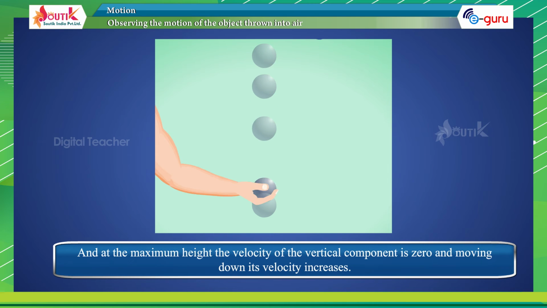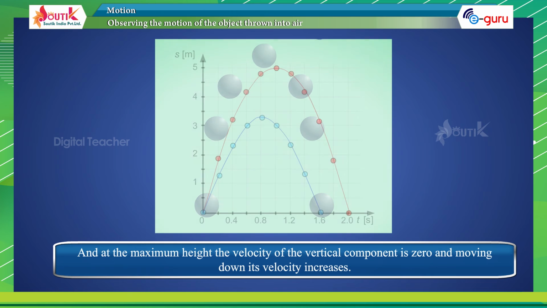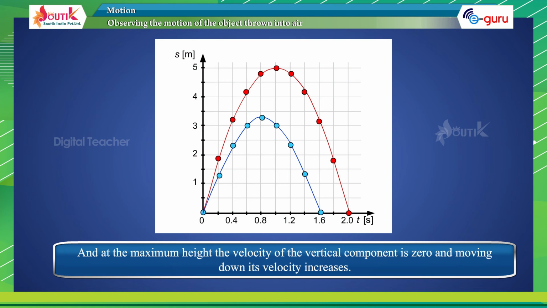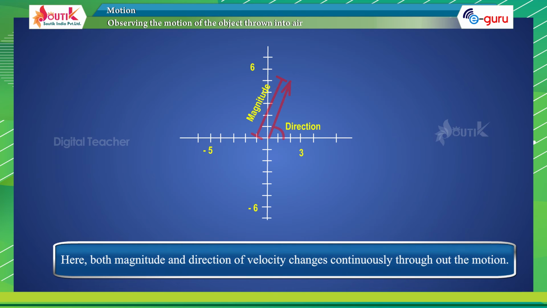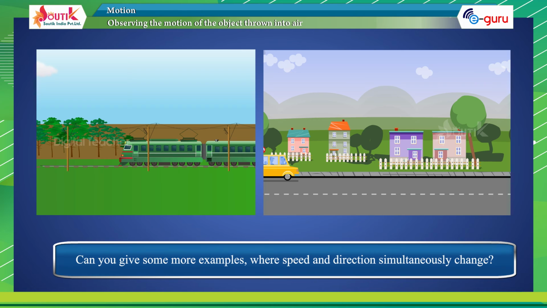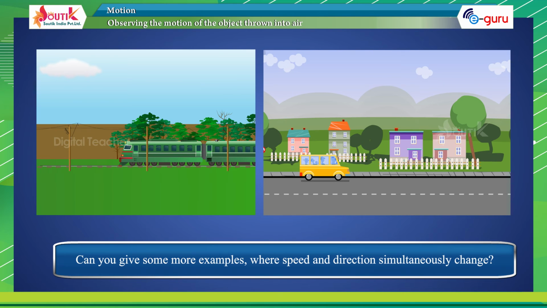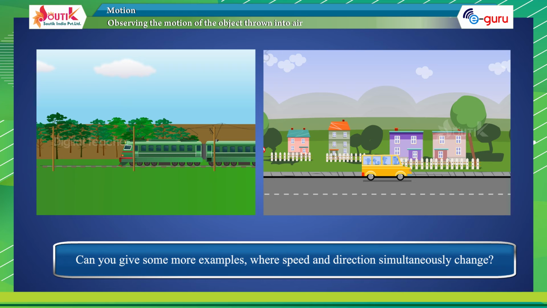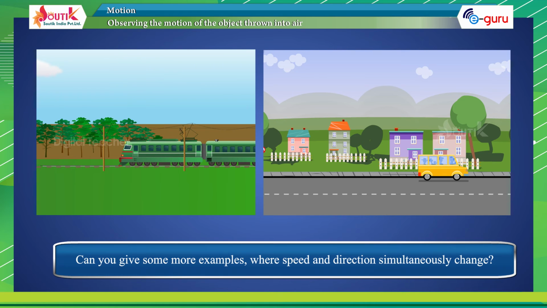And at the maximum height, the vertical component of the velocity is 0. Then, moving down, its velocity increases. Here, both the magnitude and direction of velocity change continuously throughout the motion. Can you give some more examples where speed and direction simultaneously change?